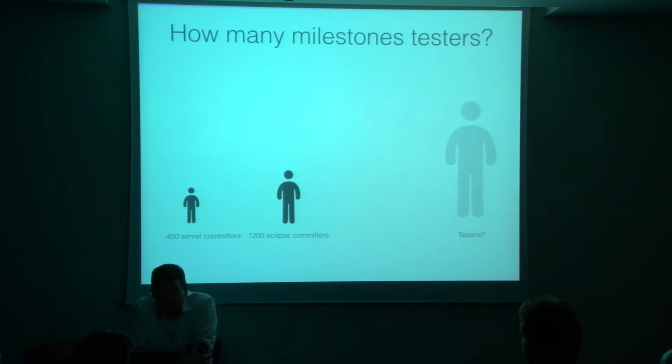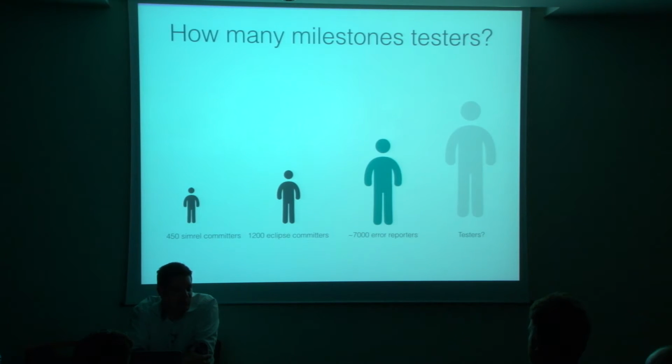I don't know how many testers there are, but I can tell you how many people reported issues with the system until last week. We had around 7,000 error reporters. So 7,000 people reporting issues to Eclipse.org projects, which is, I think, a quite nice number.